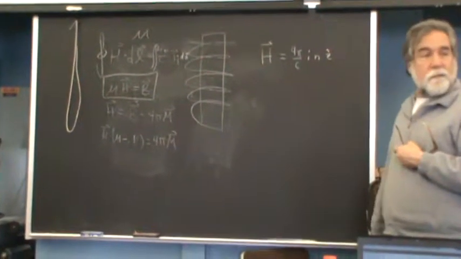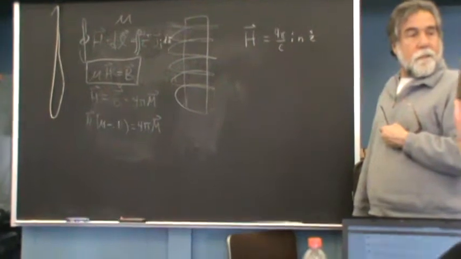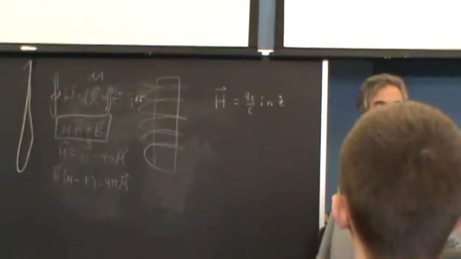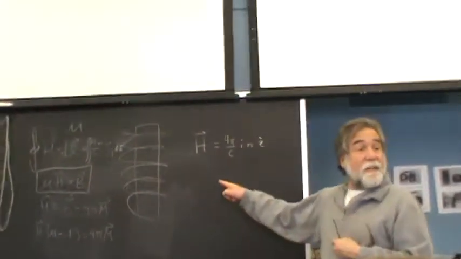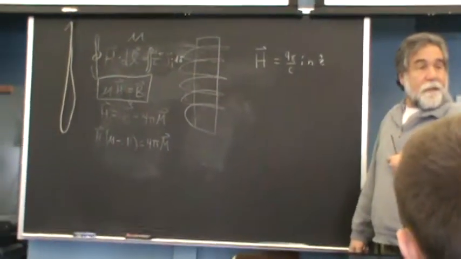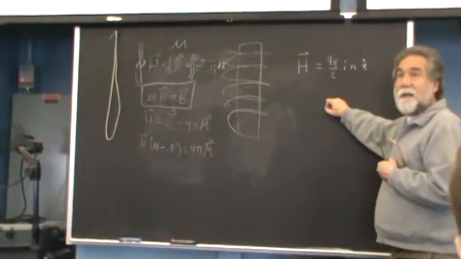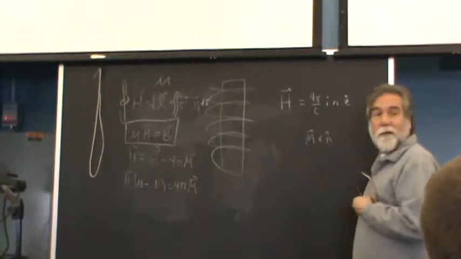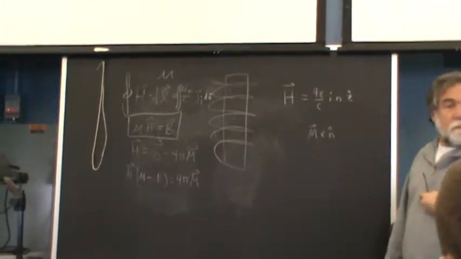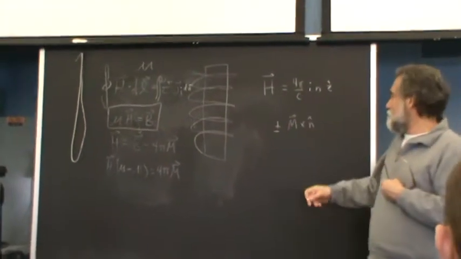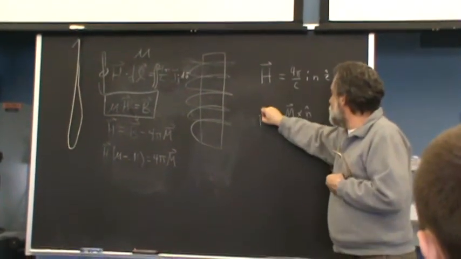Why is the volume bound current 0? Because the magnetization is constant, and the curl of a constant is zero. And then at the surface, I can never remember whether it's M cross N or N cross M. The surface current is M cross N times C. There's no plus or minus, just times C.